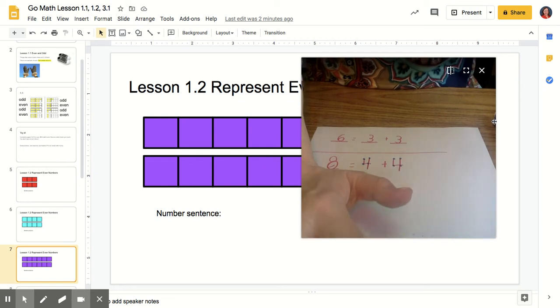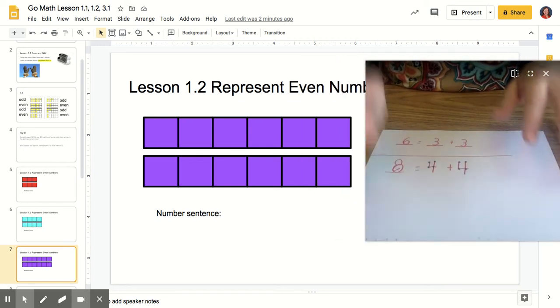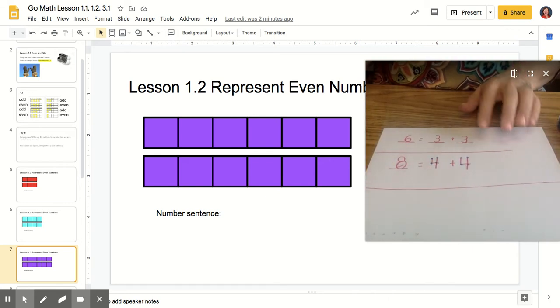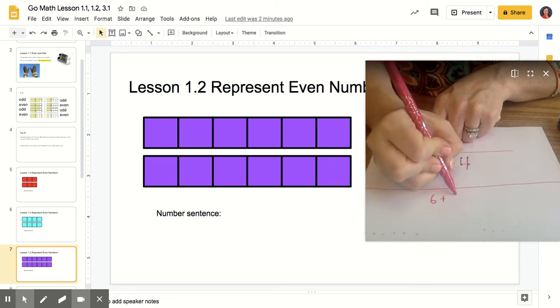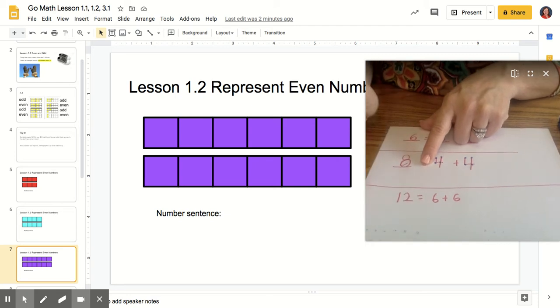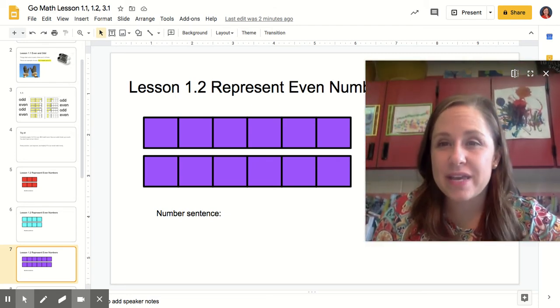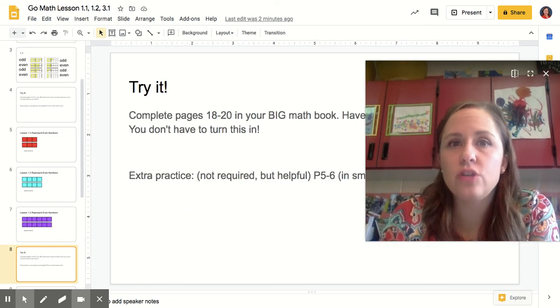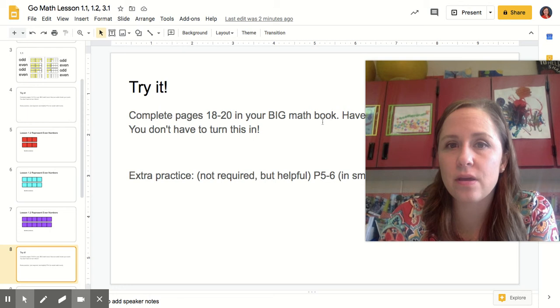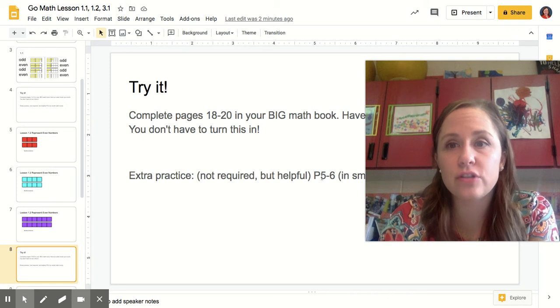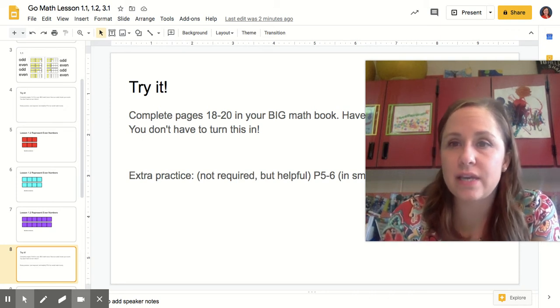I have to move the camera over. Okay, on this one, we've got 1, 2, 3, 4, 5, 6 plus 6 equals 12. Okay, I know that's kind of a little messy, but I'm writing upside down. All right, on lesson 1.2, you are going to complete pages 18 through 20 in your Big Go Math book. If you need extra practice, do P5 and 6. You don't have to turn this in, but your adult needs to check it so you'll be prepared for the test.